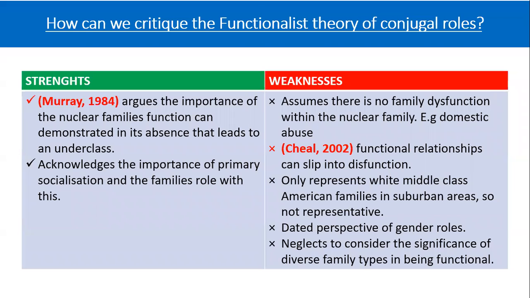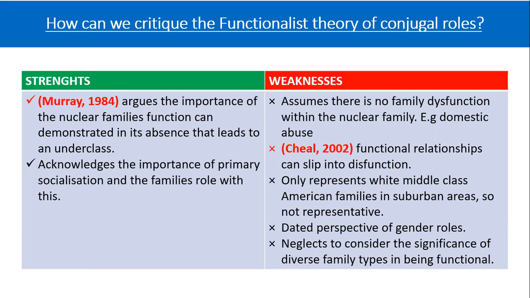So just some points there, I would make sure you get these down. You've got people like Charles Murray of the New Right, who would support that idea, saying that if there is anything alternative to the nuclear family with these gender-based role allocations, dysfunction can happen in the family. Murray points to the fact that many in the underclass, an extreme example, lack a male role model. It also acknowledges the importance of primary socialization.